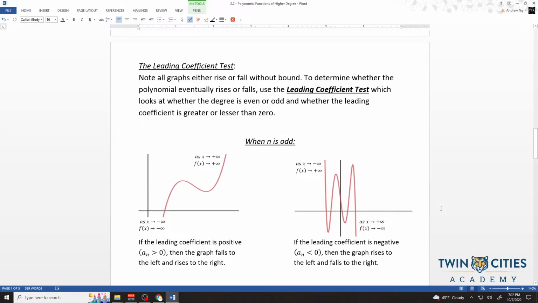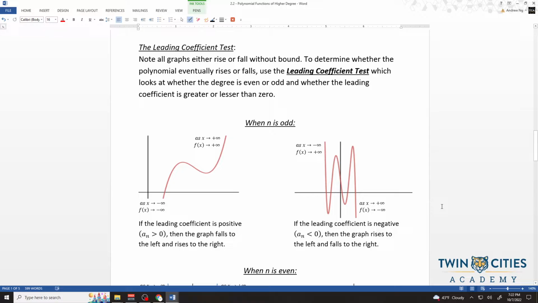But how do we know how it's going to look without necessarily graphing it? Well, one of the tools that we use is the leading coefficient test. And it says, note all graphs either rise or fall without bound. To determine whether the polynomial eventually rises or falls, we use this test, the leading coefficient test. This will look at whether the degree is even or odd, and whether the leading coefficient is greater or lesser than 0.